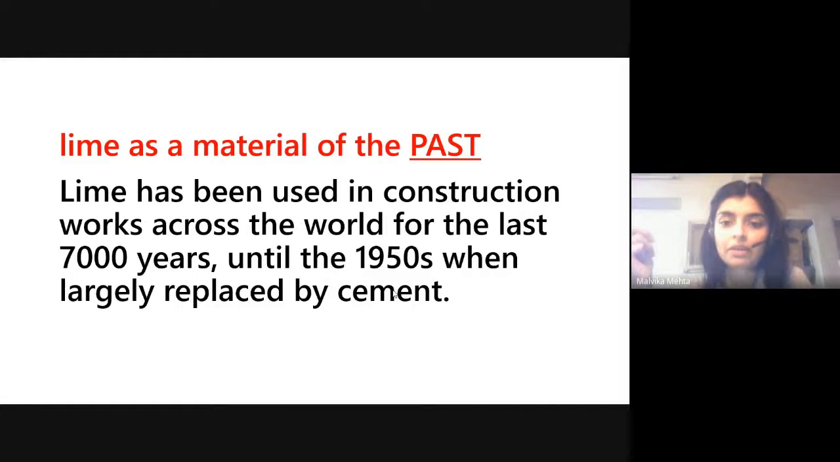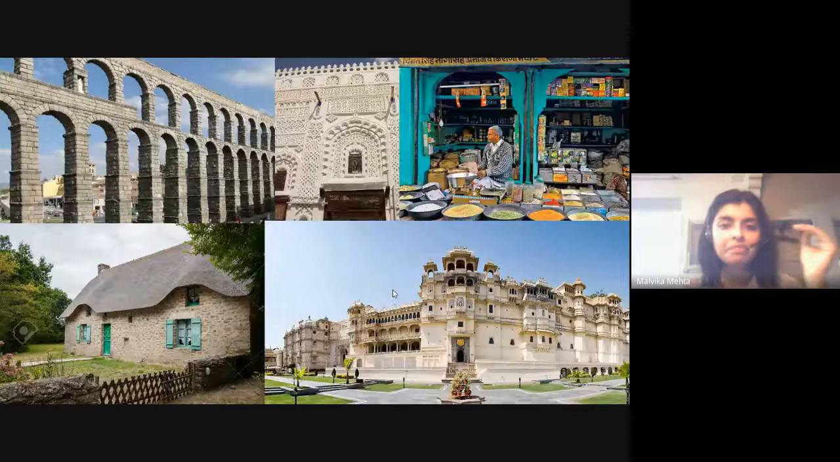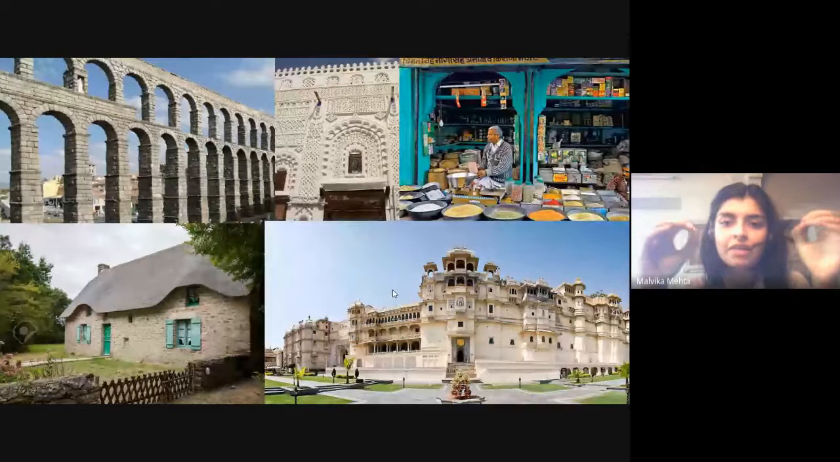Lime has been used as a binder for centuries, for 7,000 years across the world, across geographies, across contexts. Lime is today viewed as a material of the past because in the 1950s there was a wave as cement took over the practice and lime became marginalized. It has come to be viewed as an outdated or archaic material that belongs in the past. And like I said, it's used all over the world, and the same essential chemistry, the same essential minerals have generated this entire plethora of architecture across contexts, geographies, and cultures.